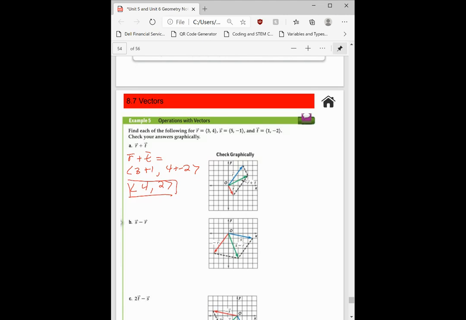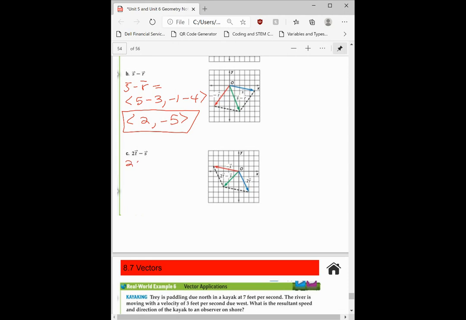Okay, s minus r. So s minus r is equal to s is 5 minus r, which is 3, and then negative 1 minus 4. So this is 2, negative 5. Let me write that negative 5 better. There we go.